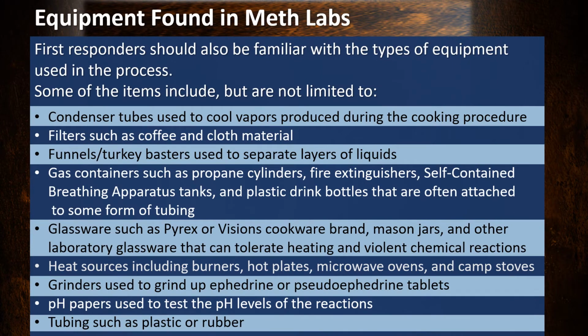In addition to recognizing the different types of chemicals typically found in meth labs, first responders should also be familiar with the types of equipment used in the process. Some of the items include, but are not limited to, condenser tubes, which are used to cool vapors produced during the cooking procedure, filters such as coffee and cloth material, funnels, turkey basters used to separate layers of liquids, gas containers, glassware such as Pyrex, heat sources, grinders, pH papers, which are used to test the pH levels of the reactions, and tubing, which includes plastic and/or rubber.